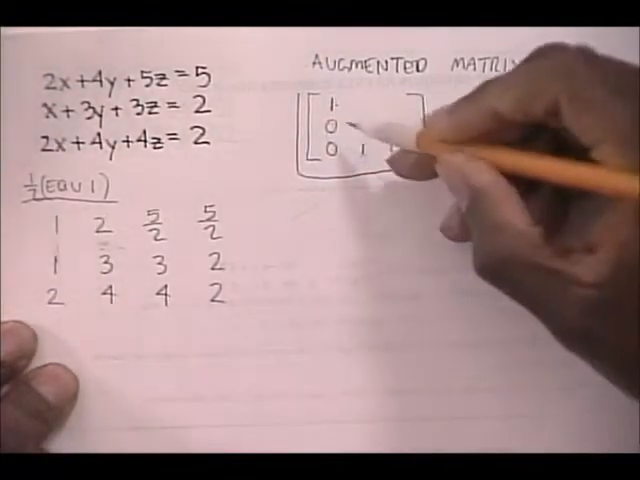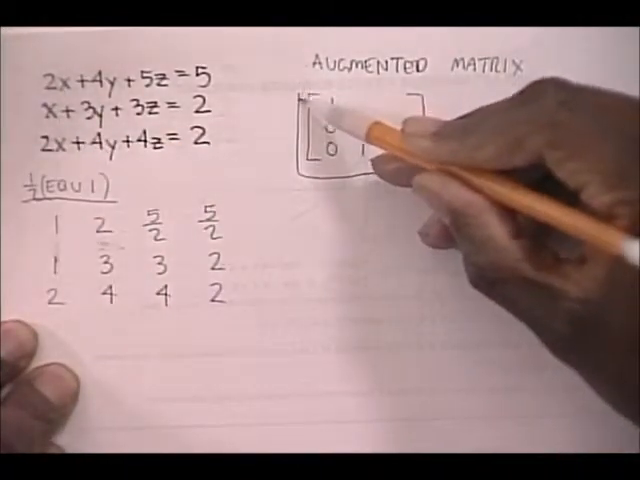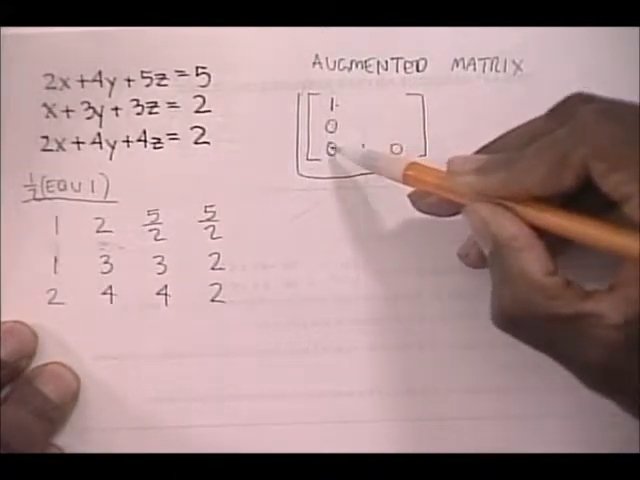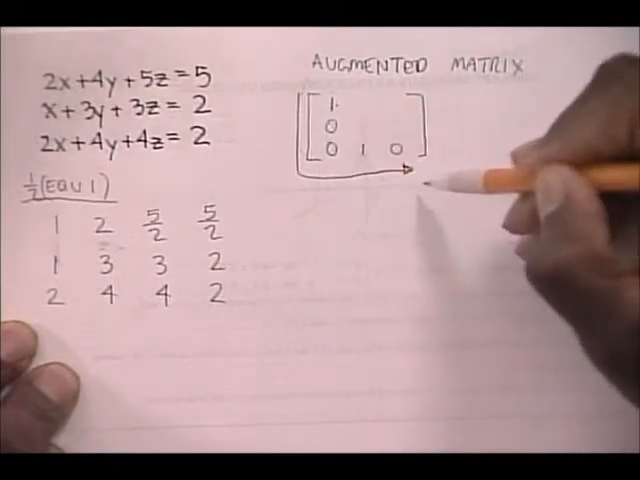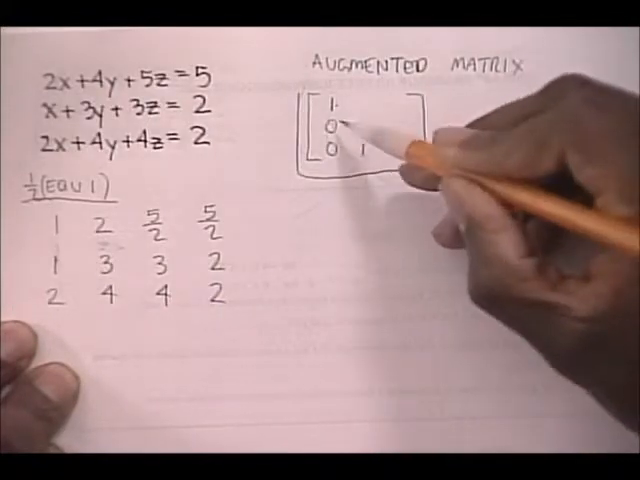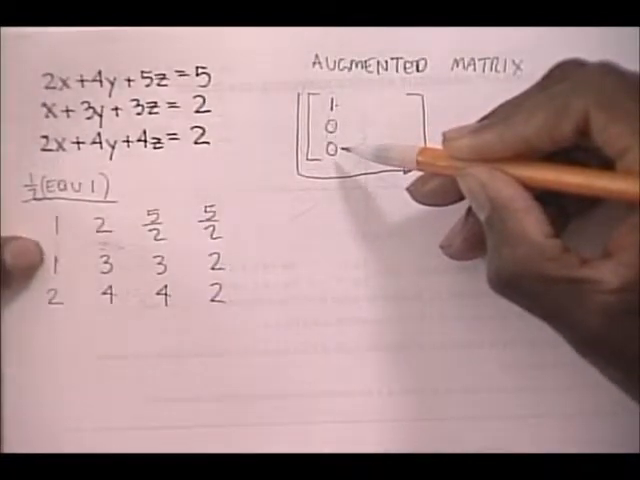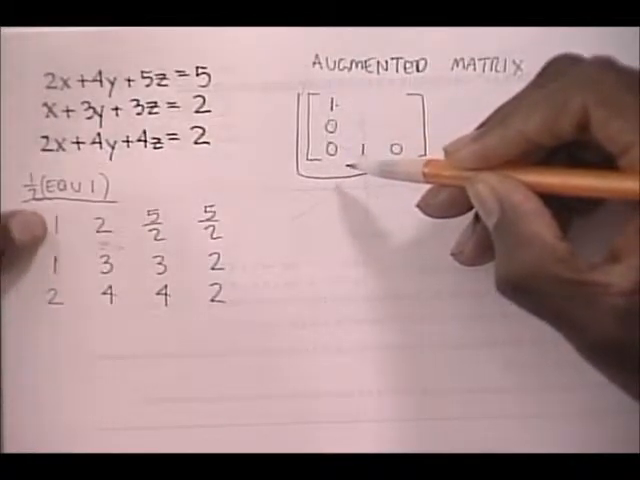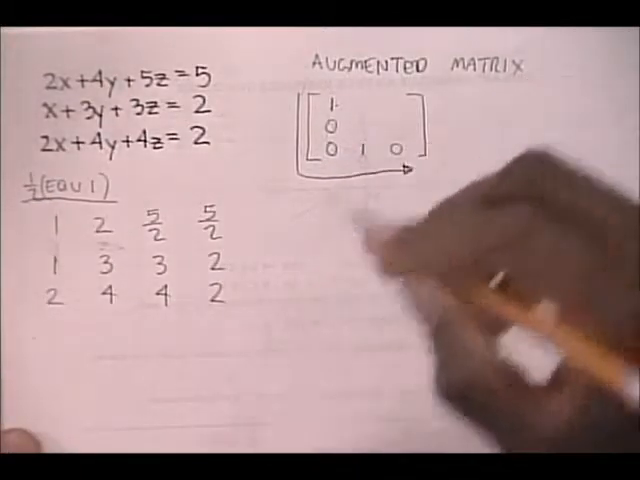Now we're going to attack the numbers in order of this L shape so we can get a 1 here, a 0 here, and a 0 here. So we want this number here to be 0. The way we can do that is just by subtracting. We can subtract equation 1 and equation 2.